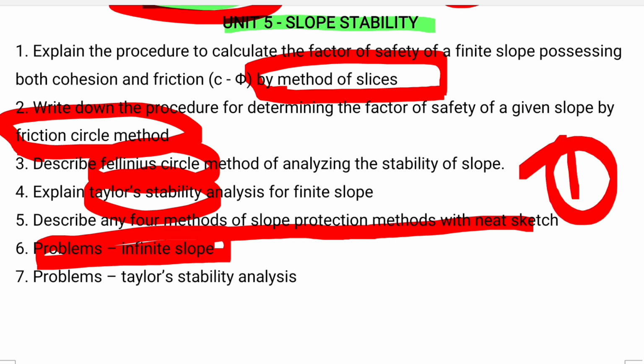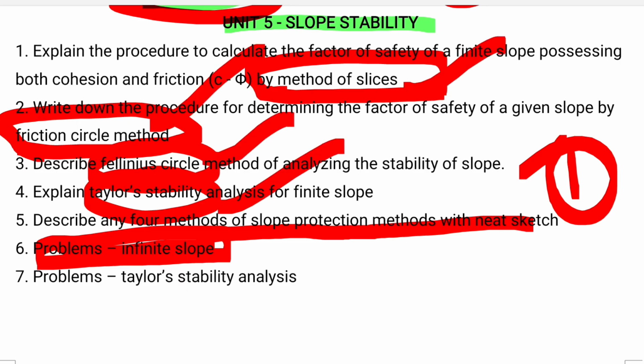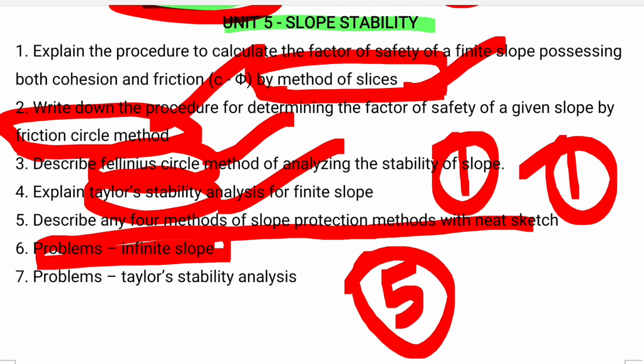Another thing is, if we study well the method of slices, then the friction circle method, Fellenius method, and Taylor stability analysis, we can answer another one question. So totally 5 questions are there. If you study well and prepare well for the 4 questions, you can easily answer. Okay, so soil mechanics is a very tough subject, but if we plan very well, we can easily clear the paper.